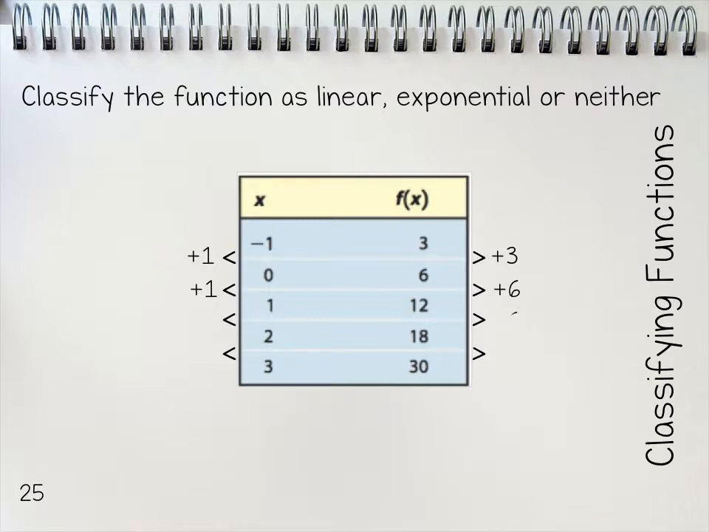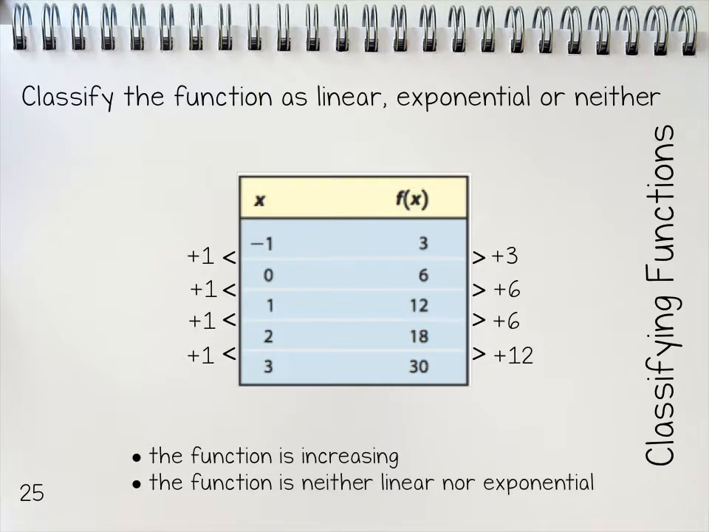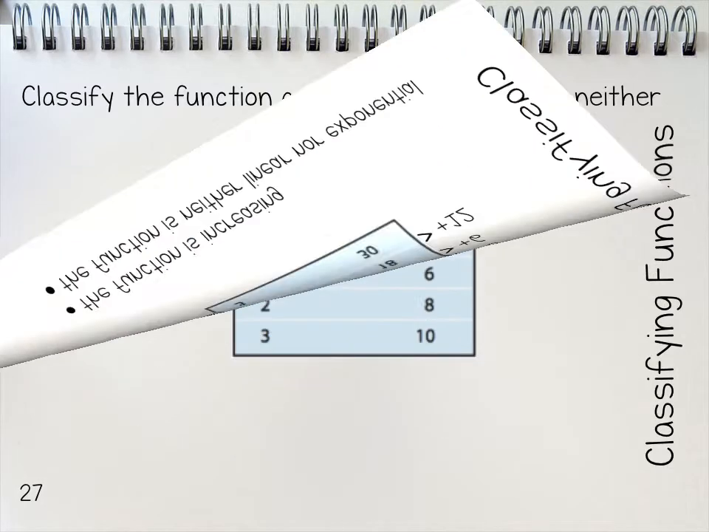Now to go from 12 to 18 is plus 6, and the change in x is plus 1, then plus 12 and plus 1. We can see that this function is increasing, but it's not increasing at a linear or exponential rate. This function is neither linear nor exponential. We'll look at another example.